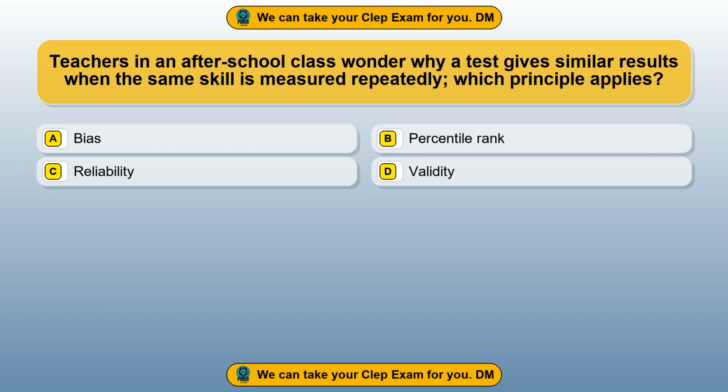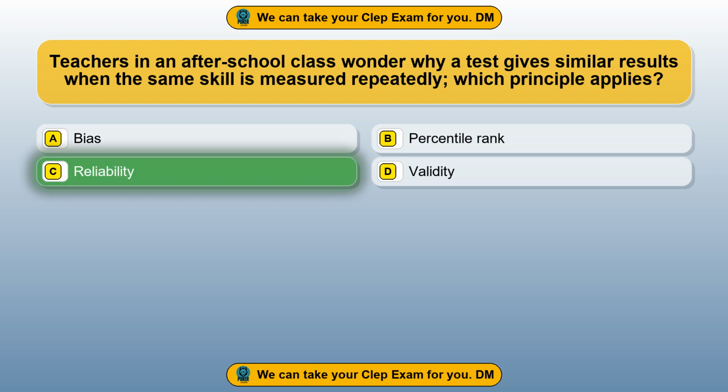Question 56. Teachers in an after-school class wonder why a test gives similar results when the same skill is measured repeatedly. Which principle applies? Option A, bias. Option B, percentile rank. Option C, reliability. Option D, validity. The correct answer is option C, reliability.